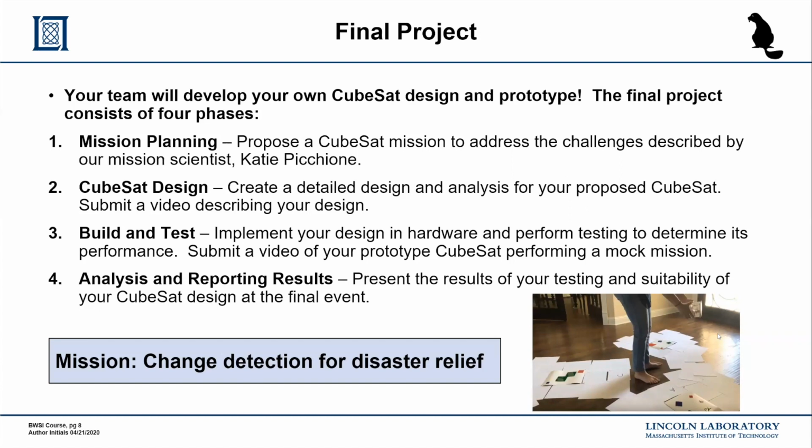There are 4 main steps to your final project. In the first phase, you'll be doing mission planning. You'll propose a CubeSat mission to address the science guidance from Katie. You'll then get to design your CubeSat system, and that will culminate in a design review that you'll get feedback on from our challenge judges.